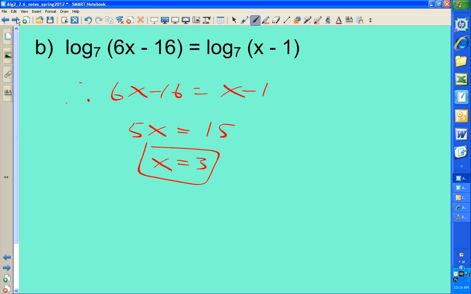All right. So here's an example already done for you. Log base 7 and log base 7. So we took what we were taking the logs of on both sides, set them equal to each other, and got x equals 3. Again, when you plug it back in, 18 minus 16 is 2, and 3 minus 1 is also 2, both positive and both the same. That's a good thing. Try this one.